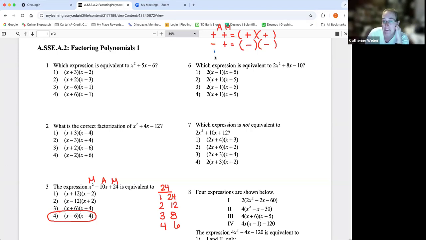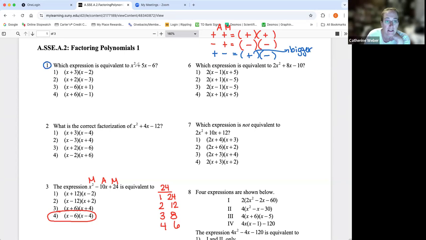The next setup is if it is plus minus. That is when you're going to have one positive and one negative, because the only way to have a negative product and a positive sum would be if one is negative and one is positive, where here the bigger number would be the positive value.